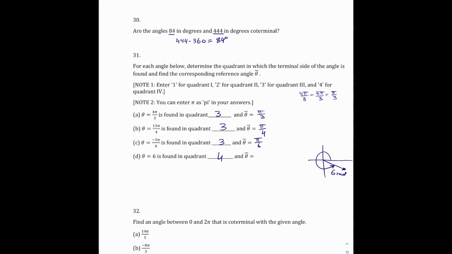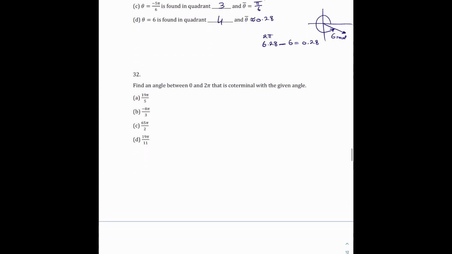So we're going to say 2 pi minus that 6 radians. So 2 pi, which is approximately 6.28, minus 6, is going to give us 0.28. And this is approximate because 2 pi has a lot of decimals. So that is the answer for that one.